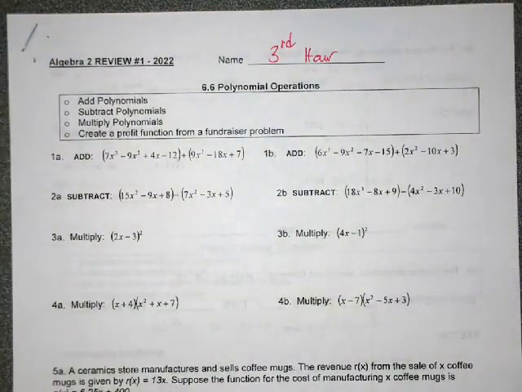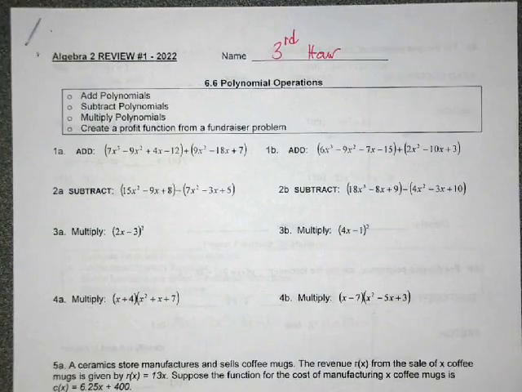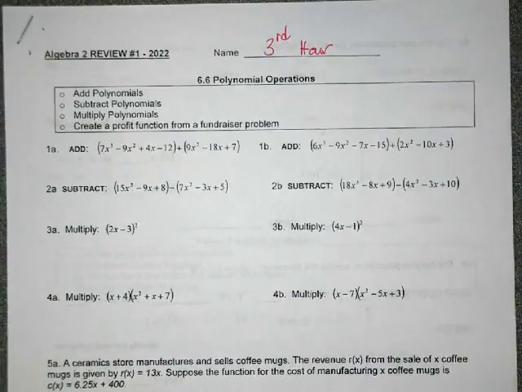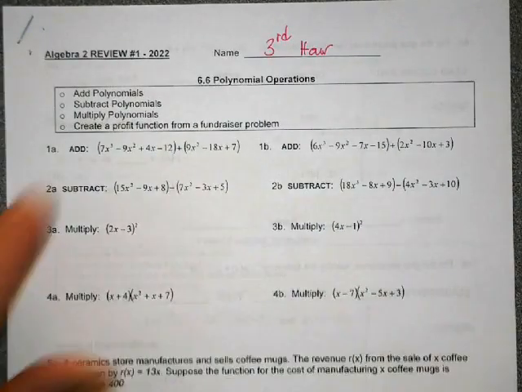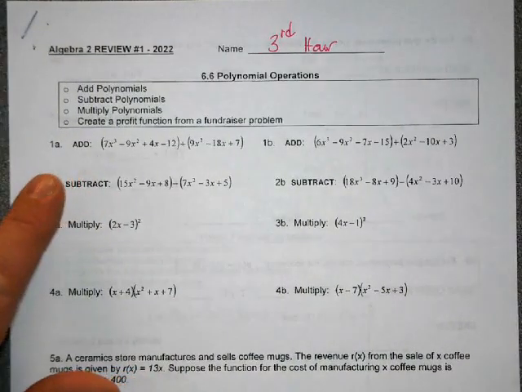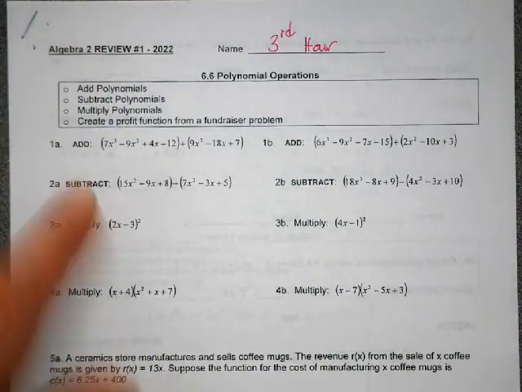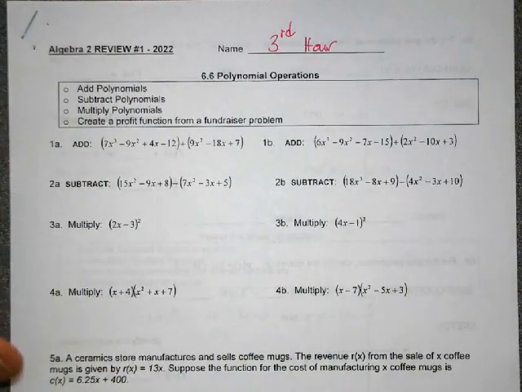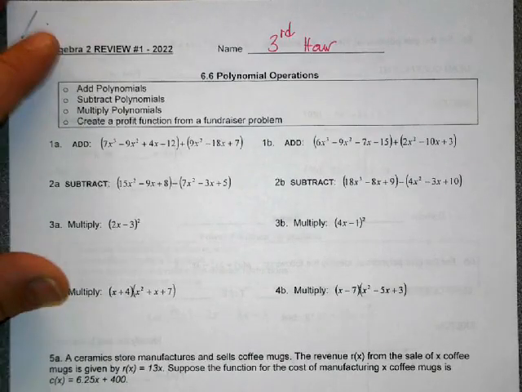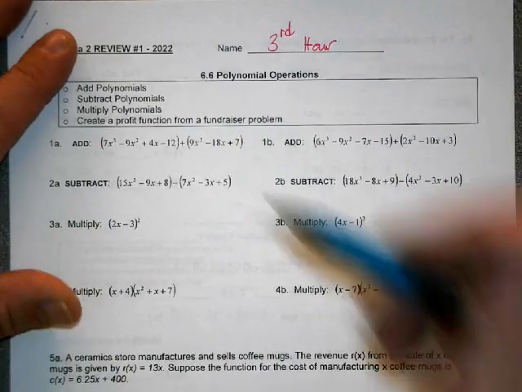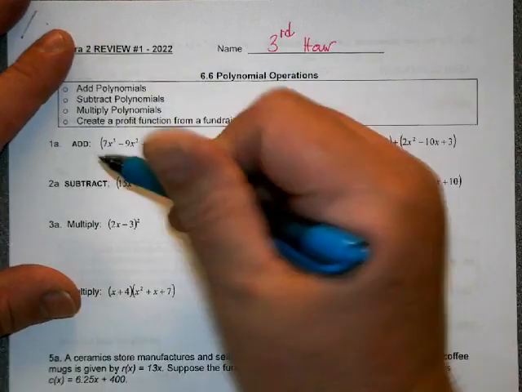Okay, 1A. Like I said, I'm gonna do the A's. It's for yesterday's work. And the first one we're gonna do is add polynomials. So I don't have to really worry about the parentheses. So I'm just gonna go ahead and add them.